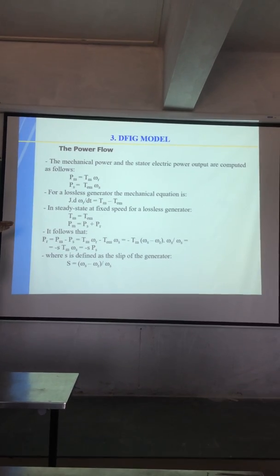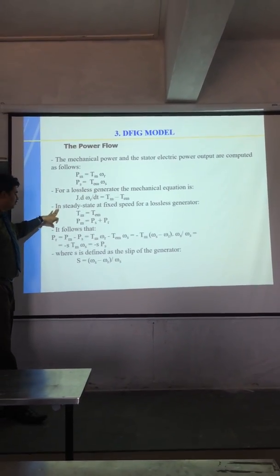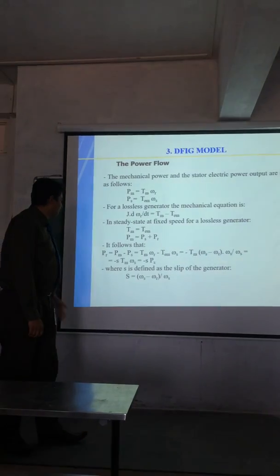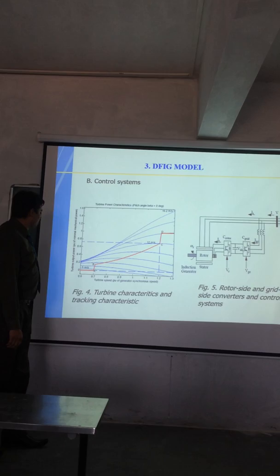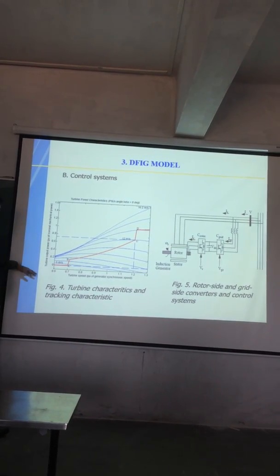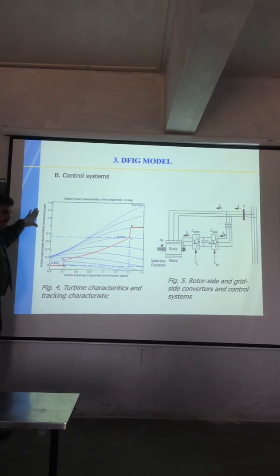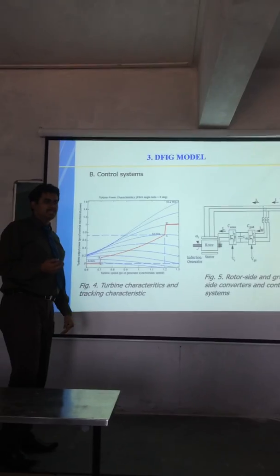The losses are also calculated, the mechanical losses and the steady state losses of a generator, and so on. So this is the DFIG model with the turbine speed on the x-axis and the output of the mechanical power at different values of lambda as well as beta.